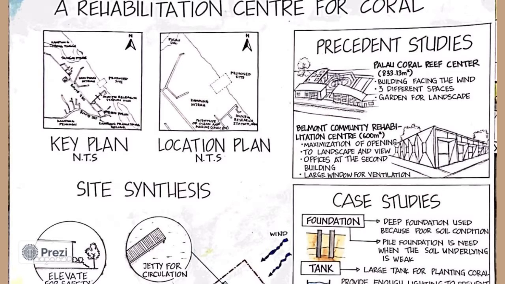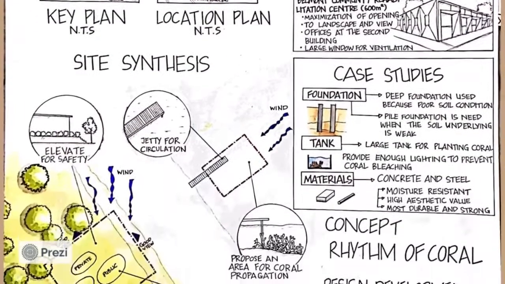The second precedent study is Belmont Community Rehabilitation Center and it has 600 meters squared of area. And the three things that I can synthesize from this study are maximization of opening to landscape and view, office at the second building and the large window for ventilation. Moving on to my case study.